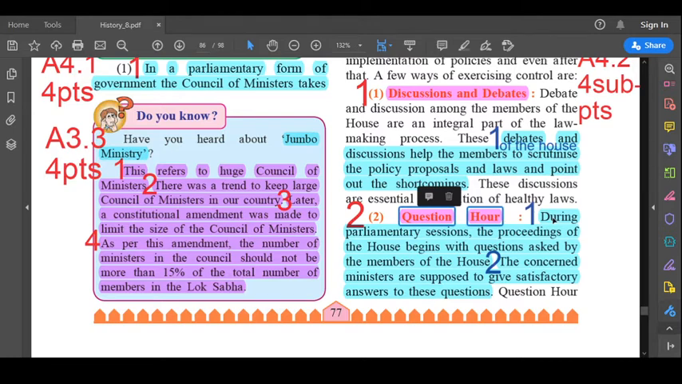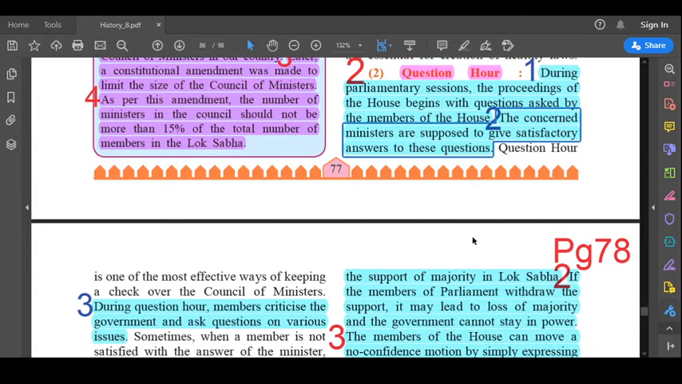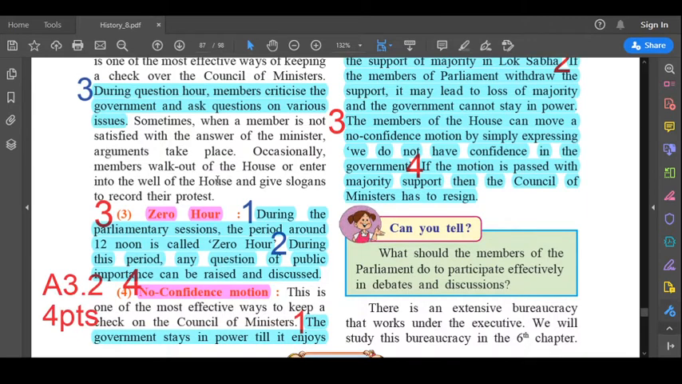Second sub-point, question hour. Now in this sub-point, there are 3 smaller points. We'll see the first point. During parliamentary sessions, the proceedings of the House begins with questions asked by the members of the House. Second point, the concerned ministers are supposed to give satisfactory answers to these questions. Now turn the page to page number 78, left hand side, count the lines from the top. See the third line from the top, that's your third point. During the question hour, members criticize the government and ask questions on various issues. So we are done with 2 sub-points.